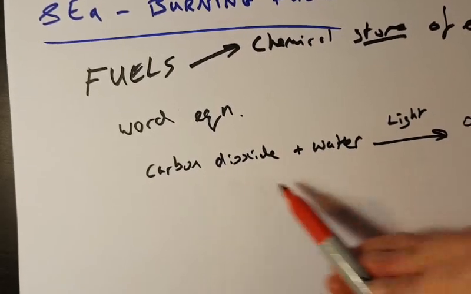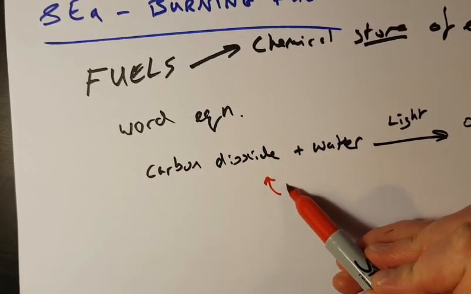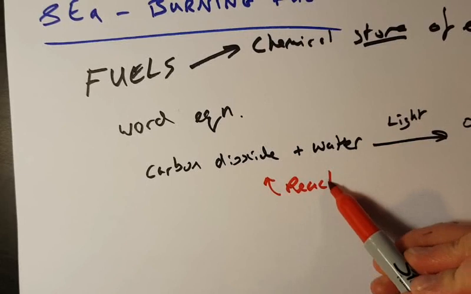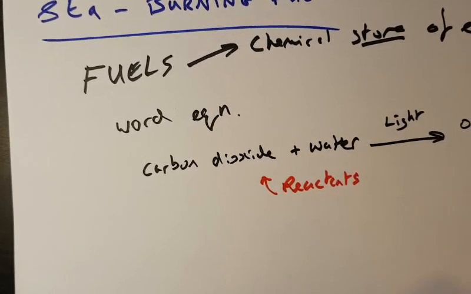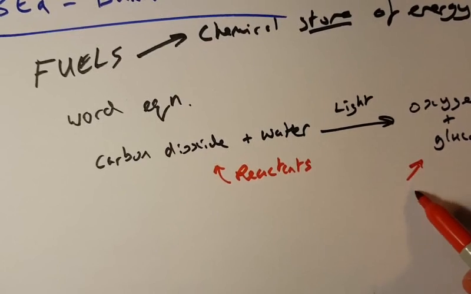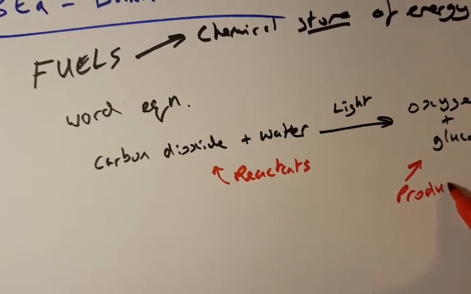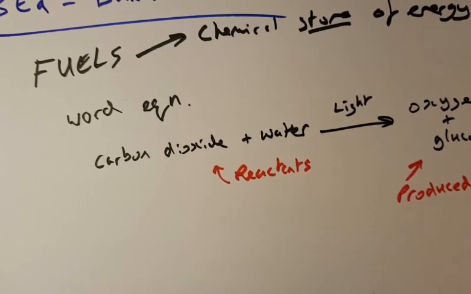So on this side of our word equation, these are what we call our reactants. They're the things we need for the reaction to occur. On the right hand side, we've got our products, the things we've produced from this chemical reaction. So, let's now go on to linking this to fuels and how we use fuels.